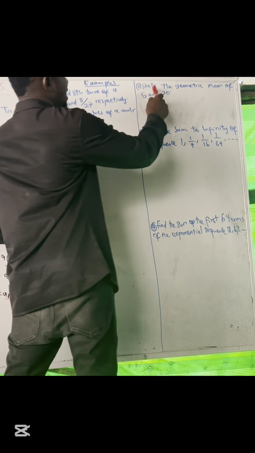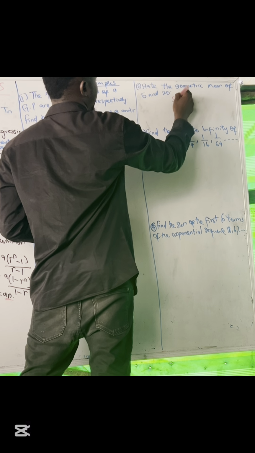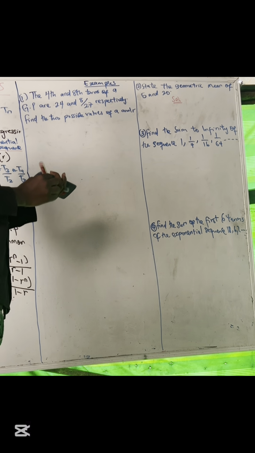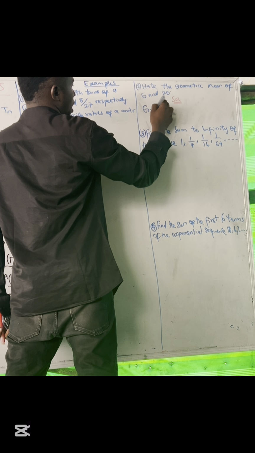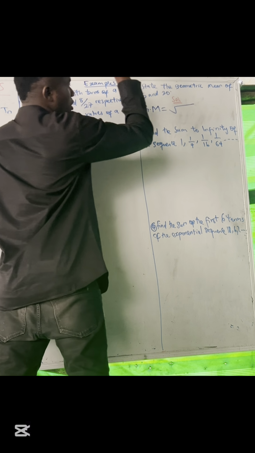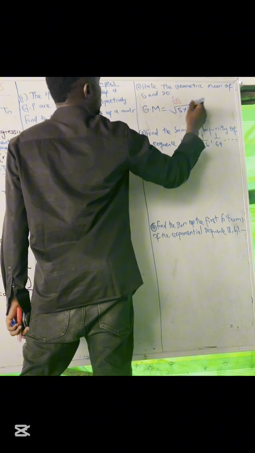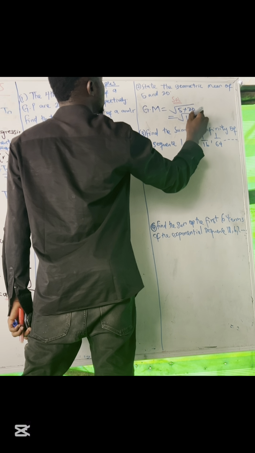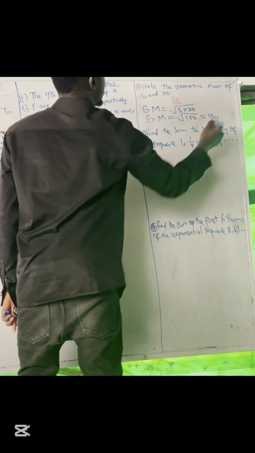We said take the geometrical mean of 5 and 20. Solution. Guys, whenever they ask you to look for the geometrical mean, the formula will just be square roots. This times this, 5 times 20, that's equals to root 100. So therefore your geometrical mean is equals to 10.